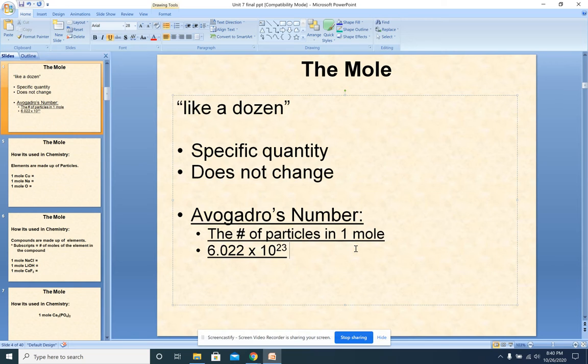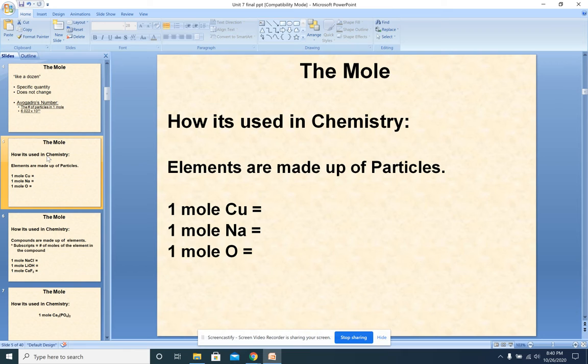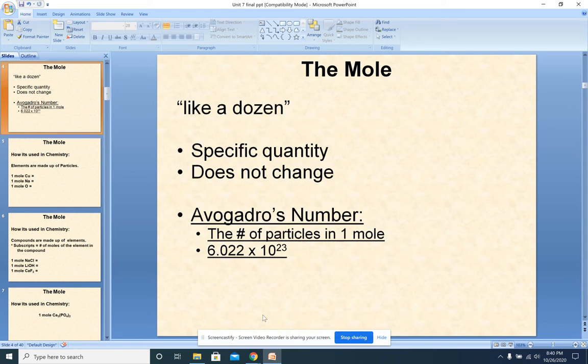If I have 1 mole of salt, I have 6.022 times 10 to the 23rd particles of salt. If I have 1 mole of chocolate, that means I have 6.022 times 10 to the 23rd particles that make up chocolate. So how is it used in chemistry? Well, elements, as we know, are made up of particles. And just like we said, 1 mole of anything is 6.02 times 10 to the 23rd particles.